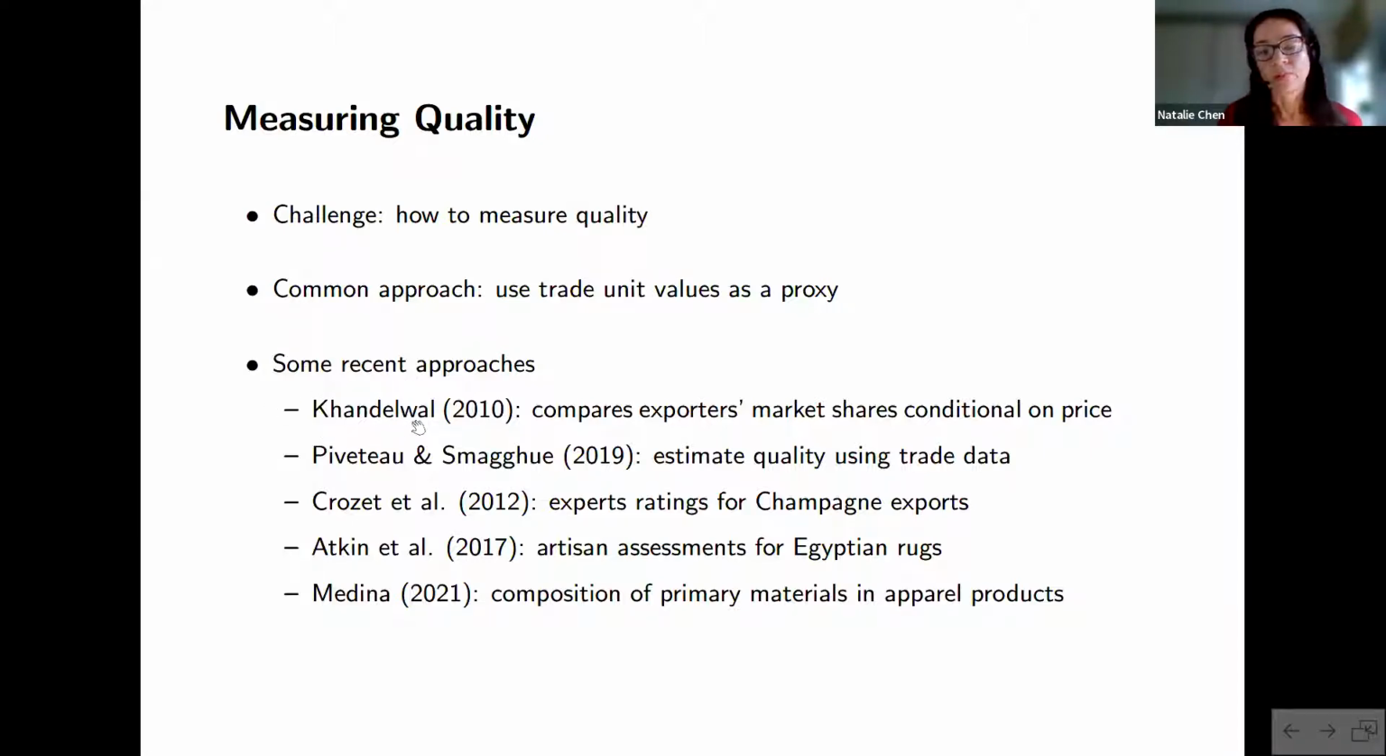For instance, you have the paper by Khandelwal or Piveteau and Smagghue, where what they do is to estimate quality based on different models. And there are some other papers that instead use an observable measure of quality. So for instance, in the paper by Crozet and co-authors, what they do is to use experts' ratings for champagne exports. Atkin and co-authors use artisan assessments for Egyptian rugs, while Medina looks at the composition of primary materials that are used in order to produce apparel products.